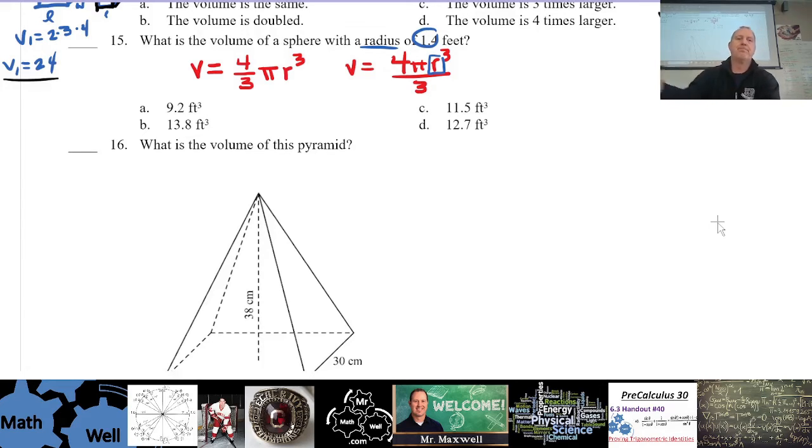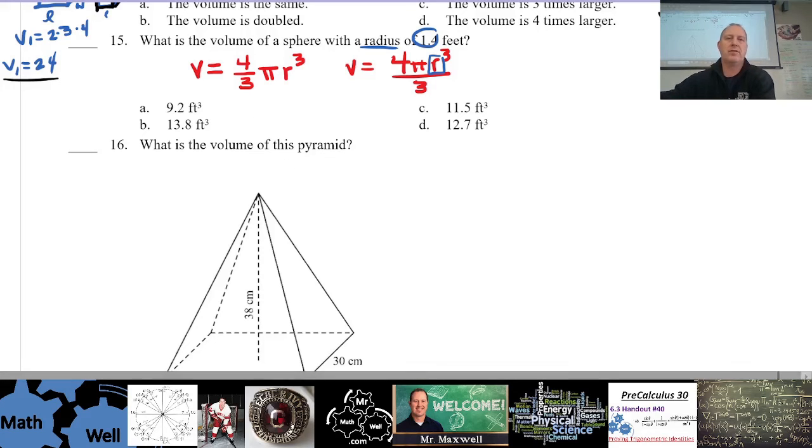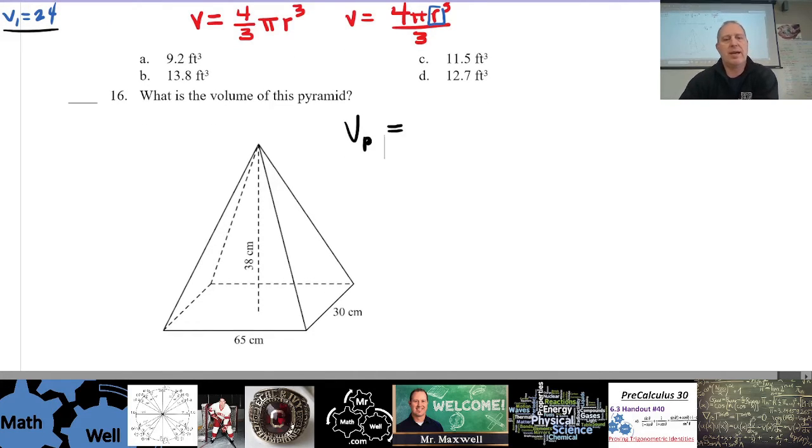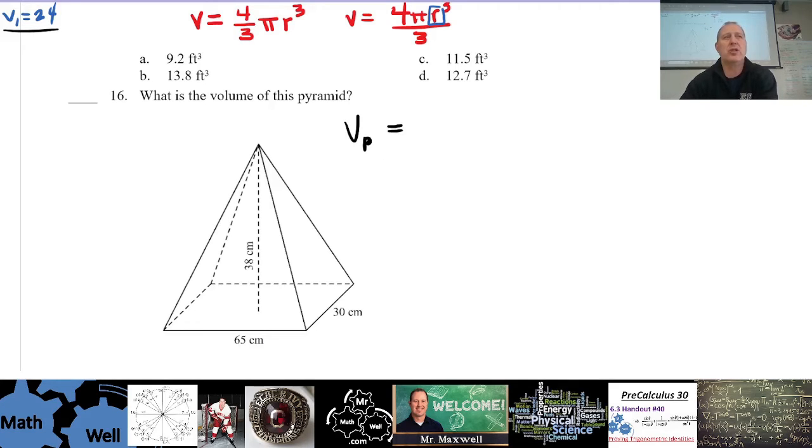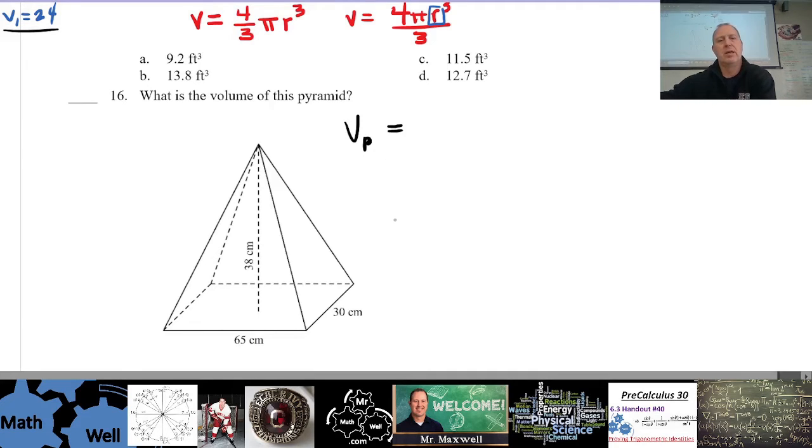Number 16. What is the volume of this pyramid? The volume of a pyramid, you're going to have to know that one too. So look on your papers and see if you can find the volume of a pyramid. Again, you'll have to put this on your cue sheet, right? It should be in your notes there. So make sure you put that on your cue sheet. What's the volume of a pyramid? Who remembers?